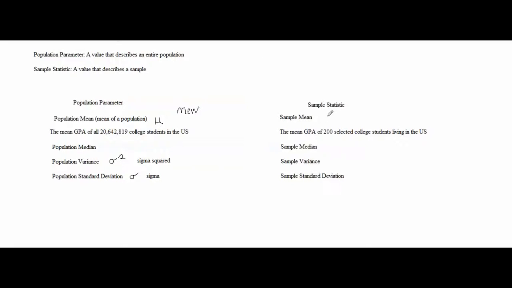For sample statistics, they don't use Greek letters. The symbol for a sample mean is x. It's called x bar. It's an x with a bar above it. Sample variance is the letter s squared, and it's just called s squared. And then sample standard deviation is just s. The reason why this is just sigma is because it's the square root of the variance. And the reason why this is just s is because it's the square root of the variance. I won't go over the symbols for median.